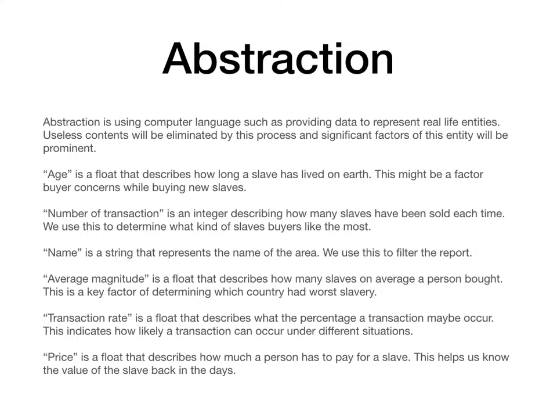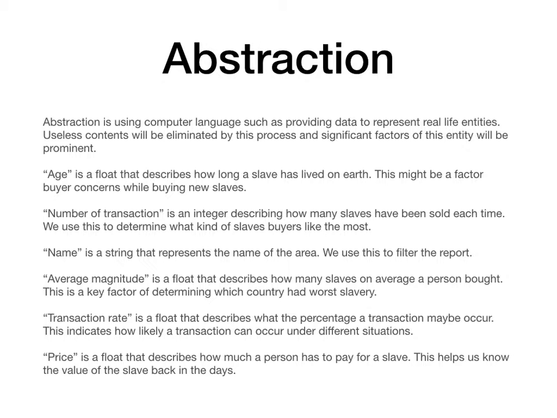Abstraction. Abstraction is using computer language, such as providing data to represent real-life entities. Useless contents will be eliminated by this process, and significant factors of this entity will be prominent. Age is a float that describes how long a slave has lived on Earth. This might be a factor by concerns while buying new slaves.